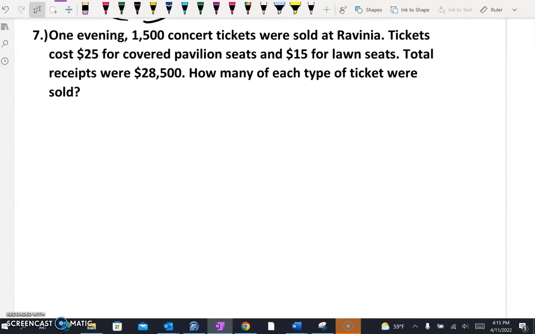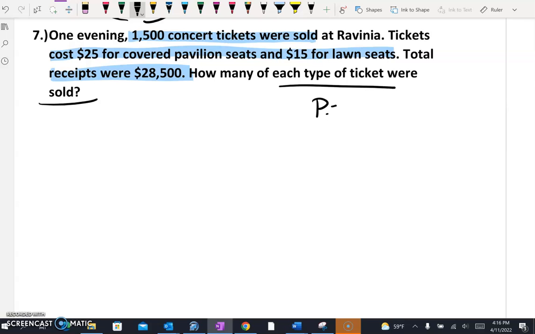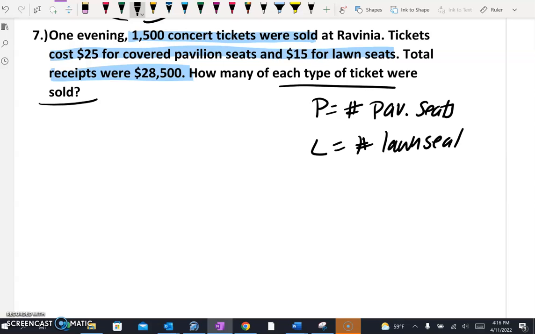So one evening at Ravinia, we have 1,500 concert tickets sold. Tickets are $25 for pavilion seats and $15 for lawn seats. And then it looks like we had $28,500. So those are kind of the key clues. We need to figure out how many tickets for the pavilion and how many for the lawn were sold. So I'm just going to use P as the number of pavilion seats. I'm going to use L as number of lawn seats. Okay, you could also use X or Y if you prefer.